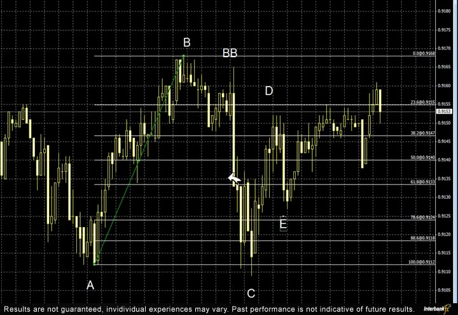Now, what am I looking for? Well, when all I had was the last major move from A to B, this was all I could have considered. And I got to tell you, there probably wasn't a lot of respect to many of the levels until we had this sharp sell-off and it hit the 618.